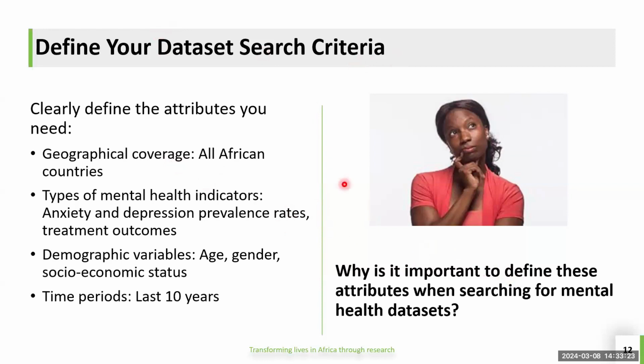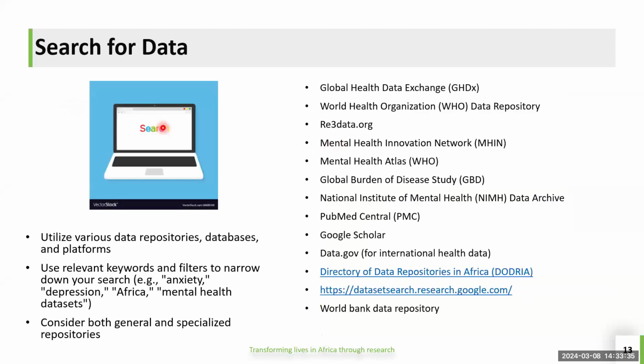Okay. So here we defined our search criteria. I've made those suggestions over there. And then we go and search. So utilize various databases and data repositories. Use relevant keywords, such as what I've highlighted here. So it's identifying the relevant keywords and then trying different combinations of those relevant keywords. And as we said before, consider both general and specialized repositories.